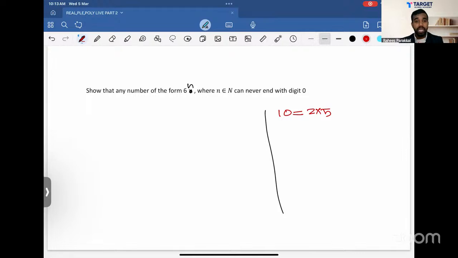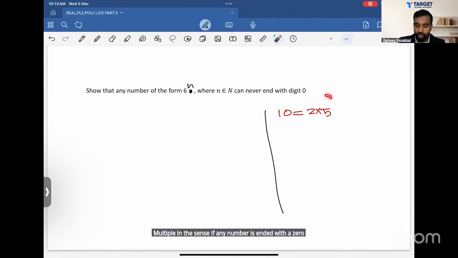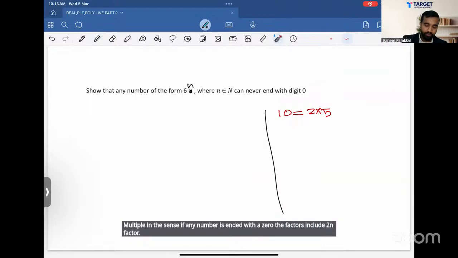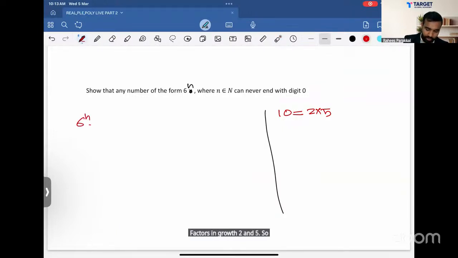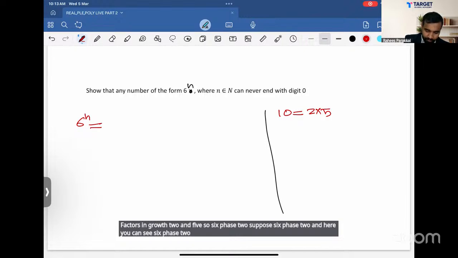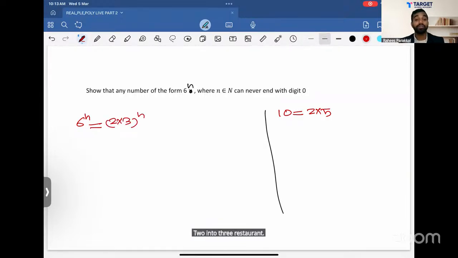Multiple, in the sense, if any number ends with a 0, the factors include 2 and 5. So take 6 raised to n. 6 raised to n consists of 2 into 3 raised to n. So here we are not seeing the factor 5. 3 is there, but 5 is not there.